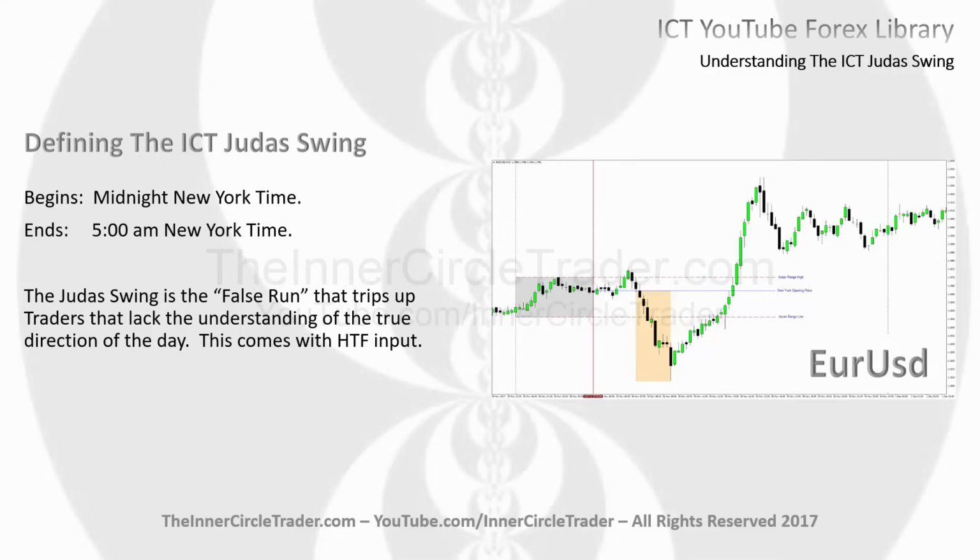Now, the Judas Swing is a false run that trips up traders that lack the understanding of true direction of the day. Now, this is going to come by way of higher time frame analysis and implementing that in the intraday price action. Here we have an example of a Judas Swing, and I'm going to now teach you the implementation of it in a bullish condition.